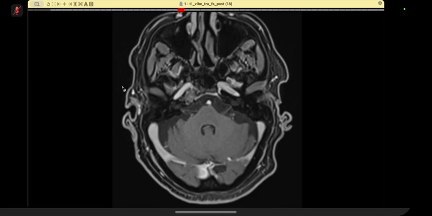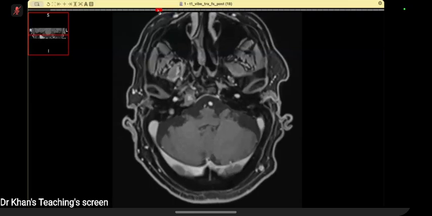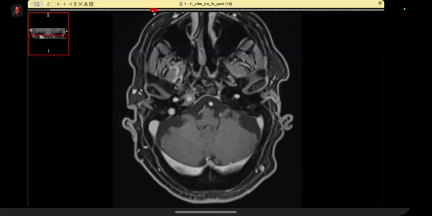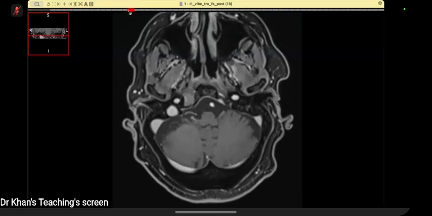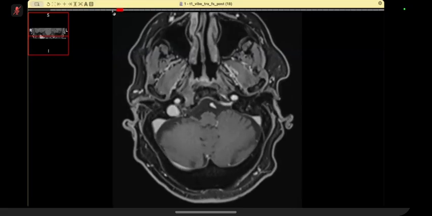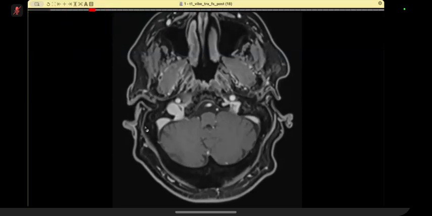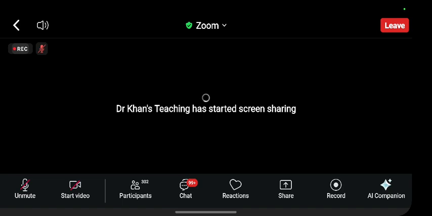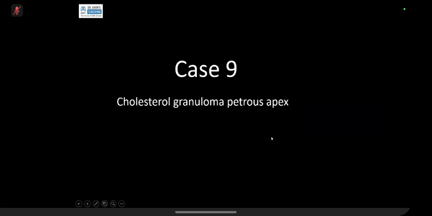You can move your mouse. See the lesion. Yes, so as it's bright on T1, I'm thinking of a cholesterol granuloma in the petrous apex. Good, thank you. So this was a cholesterol granuloma of the petrous apex.